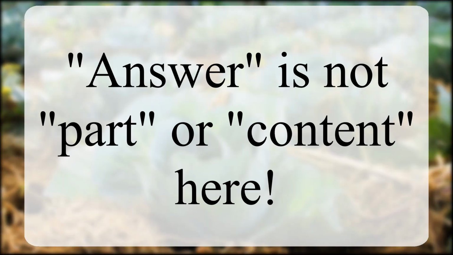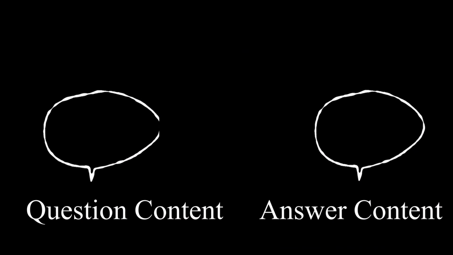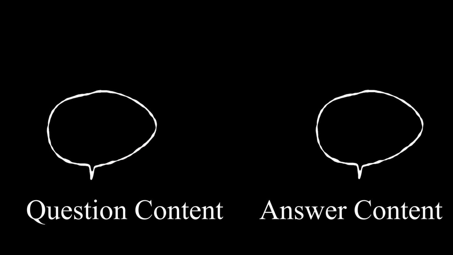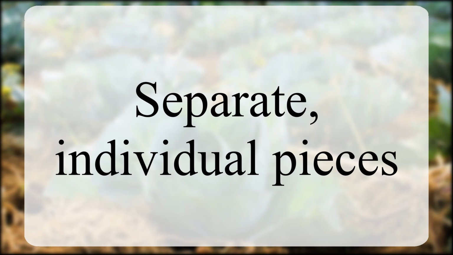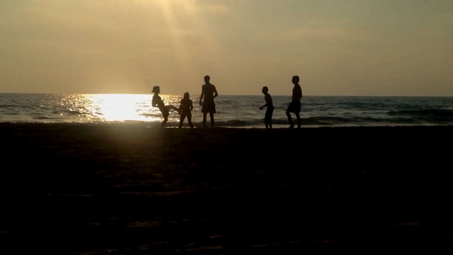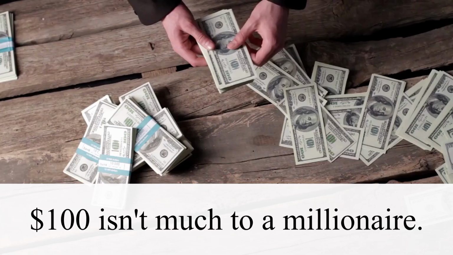In this case, we're not looking at the word answer as a part or content. Remember, the preposition of shows the relationship of something to itself. The answer has its own content and the question has its own content. So we're talking about one piece going to the other piece, not that they are pieces of each other. They're separate individual pieces. Just like I can go to the beach, the answer goes to the question.